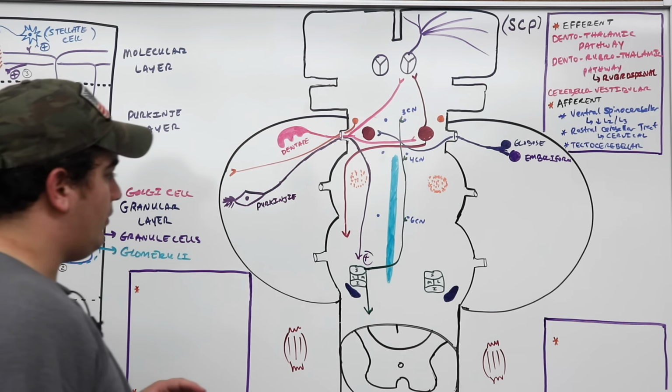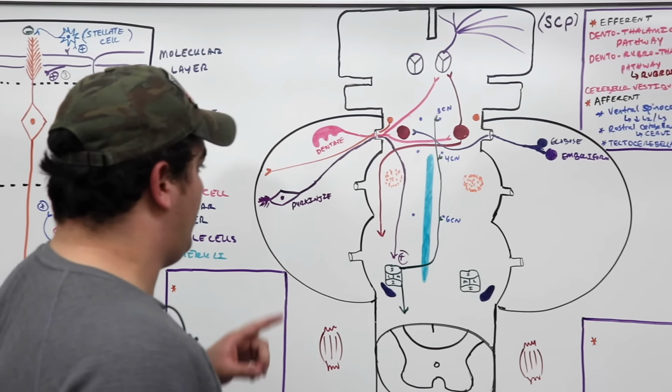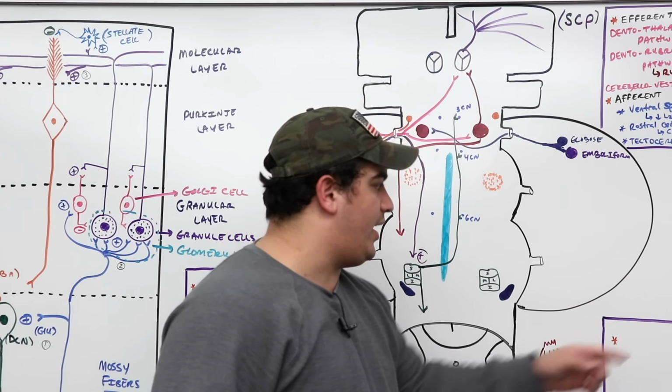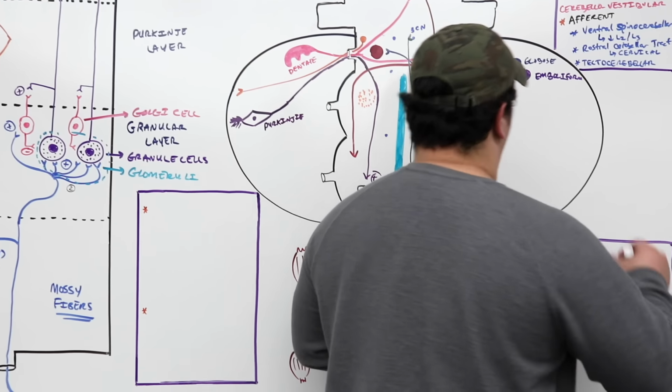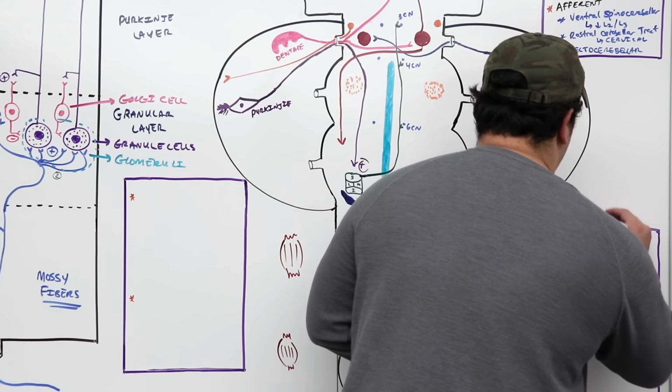Okay? Next one we're going to go to is the middle cerebellar peduncles. We're going to do this one right here. So this one is going to be for the middle cerebellar peduncles. So MCP.